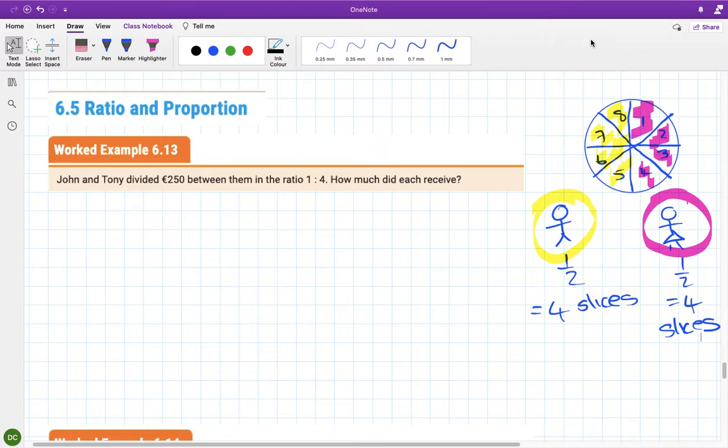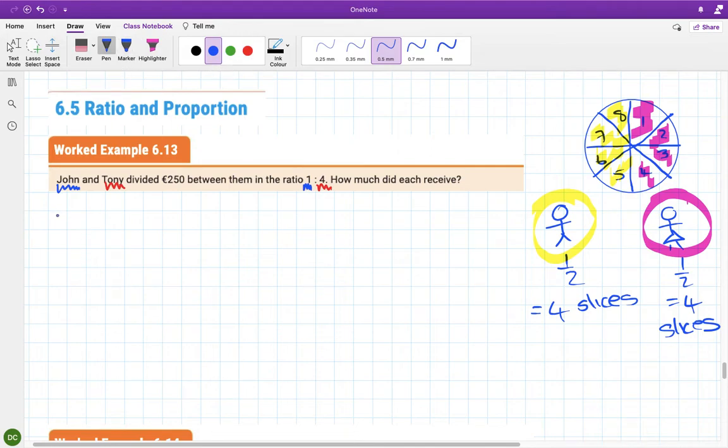Okay, so splitting things up into different amounts. So let's have a look. Here's John and Tony, and they're going to divide up €250 between them in the ratio 1:4. So they're not getting half and half. Half and half would be easy. They're getting it in the ratio 1:4. How much did each receive? When you're given a ratio like that, the number matches the person. The fact that John was first, he's getting the 1. And then Tony's name was second, he's getting the 4.